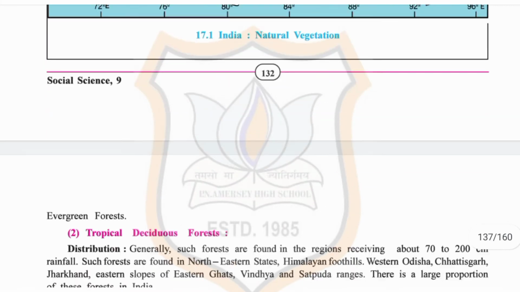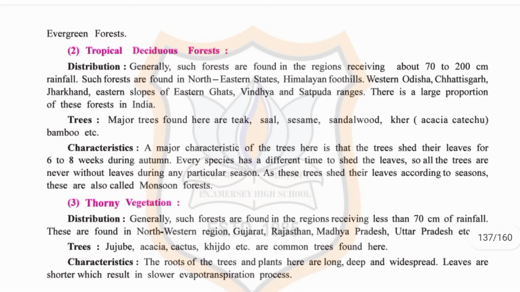Okay. Now, second one, tropical deciduous forest. Distribution. Generally, such forests are found in the regions receiving about 70 to 200 centimeter rainfall. Such forests are found in northeastern states, Himalayan foothills, western Odisha, Chhattisgarh, Jharkhand, eastern slope of Eastern Ghats, Vindhya and Satpura ranges. There is a large proportion of these forests in India.